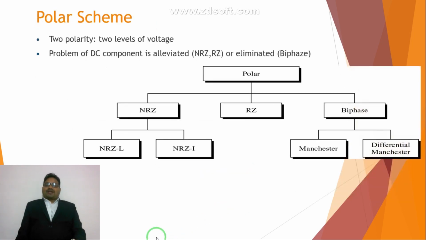Now next is the polar scheme. Polar scheme basically means 2 polarities, 2 voltage levels are there. So the problem of the DC component that we are talking about is alleviated or eliminated. For the polar scheme, there are 3 categories: non-return to 0, return to 0 and biphase. Non-return to 0 is again classified as NRZ-L, that is level, and NRZ-I, that is invert. And biphase has 2 types, Manchester and differential Manchester. So we will have a quick idea about all these schemes.